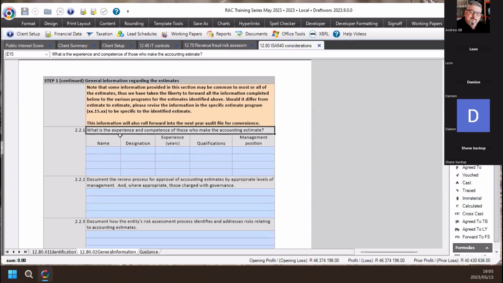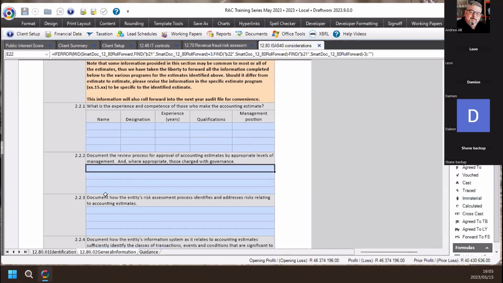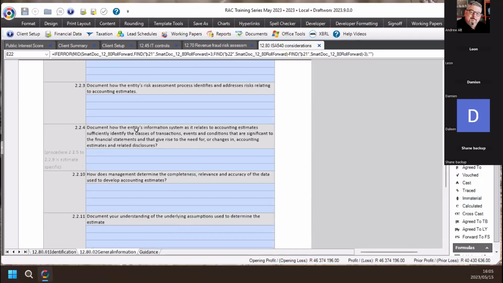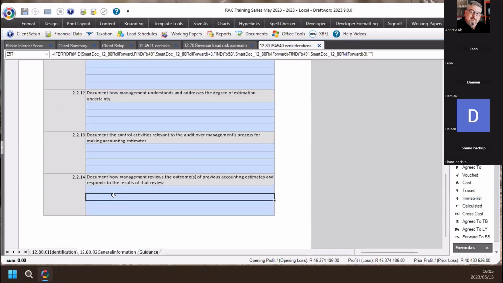So what's the experience and competence of those who make the estimates? It's going to be the same answer for every single estimate. So put in the details of that person. Document the review process for approval of accounting estimates by appropriate levels of management, and where appropriate, those charged with governance. Well, it's an owner-managed business, so there isn't any detailed review process. Document that, because then it's going to pre-populate to every single one of my estimates documents. That's the idea around this sheet on 1280, to pre-populate information.